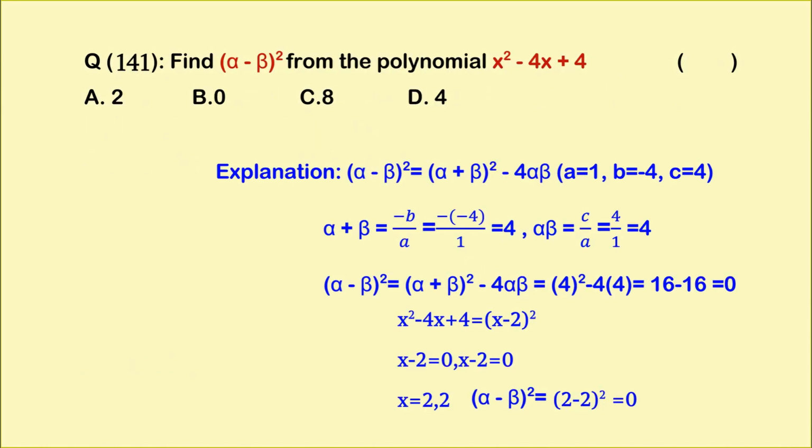Question number 141. Find alpha minus beta whole square from the polynomial x square minus 4x plus 4. We know the formula alpha minus beta whole square is equal to alpha plus beta whole square minus 4 alpha beta. By taking the values from the given expression, A is equal to 1, B is equal to minus 4, C is equal to 4. Alpha plus beta is minus B by A, that is minus of minus 4 by 1, so that is equal to 4, and alpha into beta is equal to C by A, that is 4 by 1, that is equal to 4. So alpha minus beta whole square is equal to alpha plus beta whole square minus 4 alpha beta, that is equal to 4 square minus 4 into 4, that is 16 minus 16, that is equal to 0. So the right answer is B.